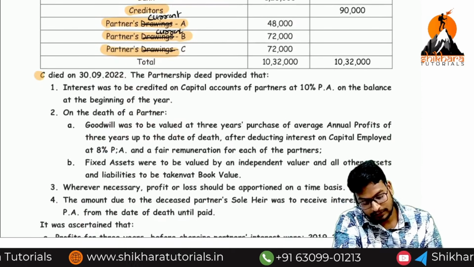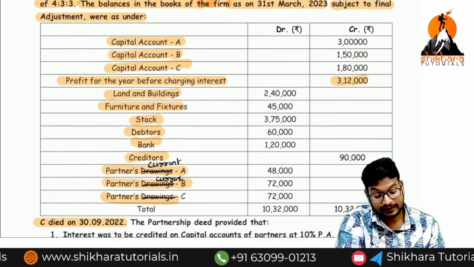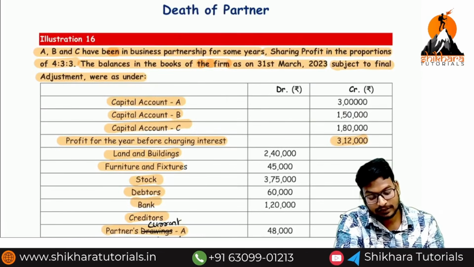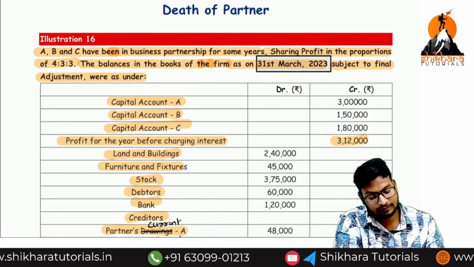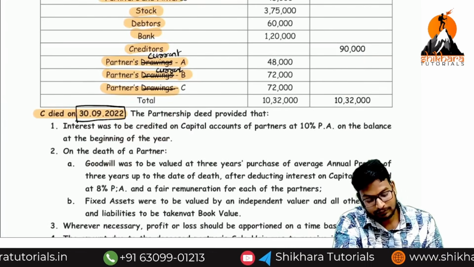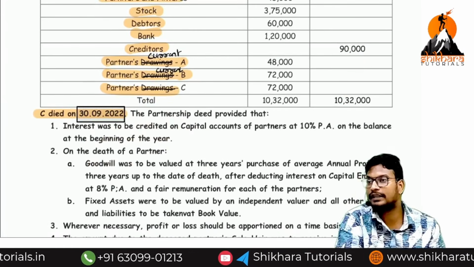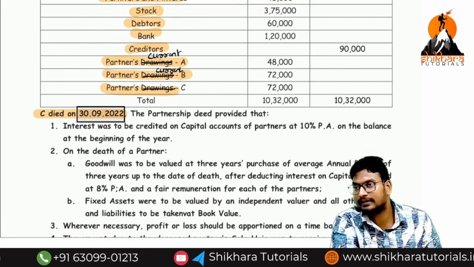So the partner died on 30th 9 2022. What is the current year ending? 31st March 2023. But she died on 30th September 2022. Okay, that means she was not present for the full year, only for half the year.